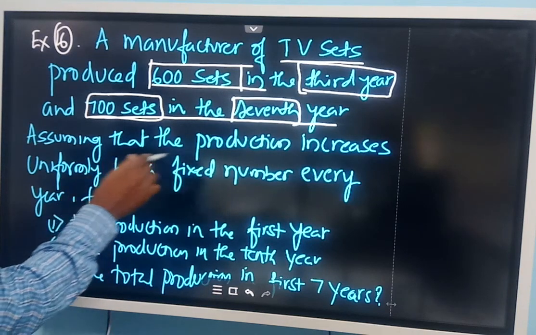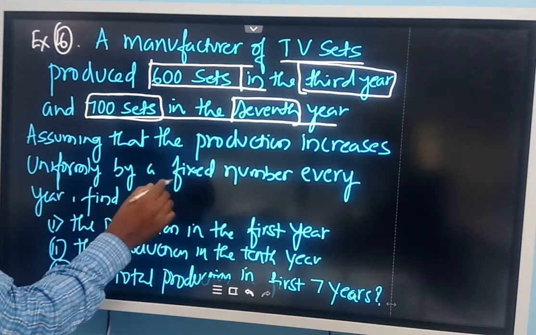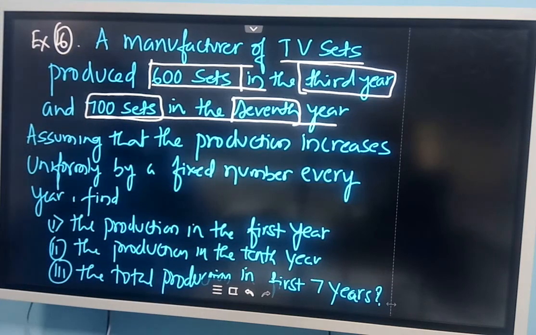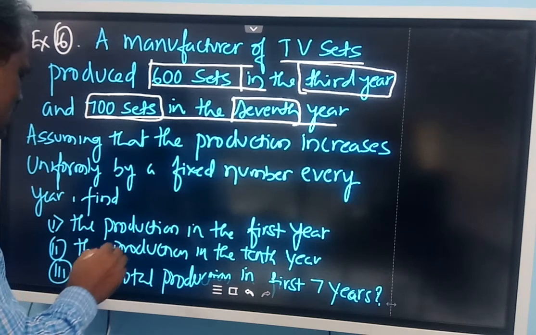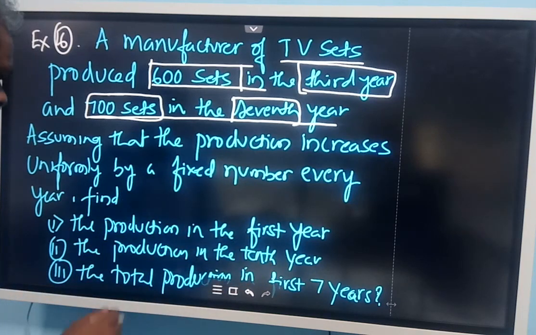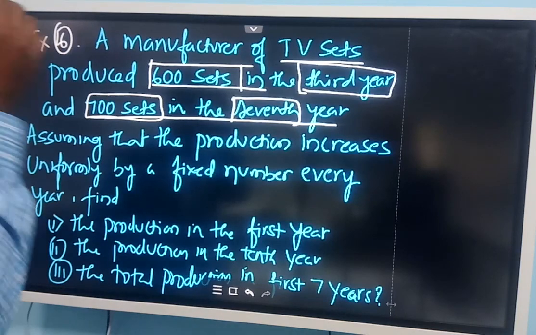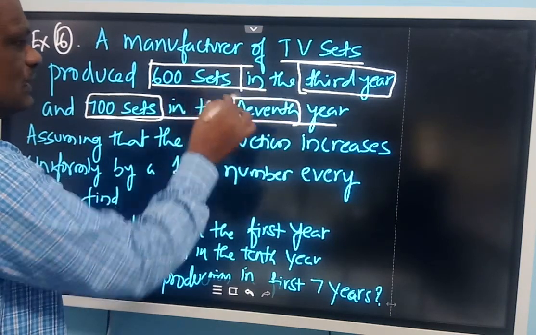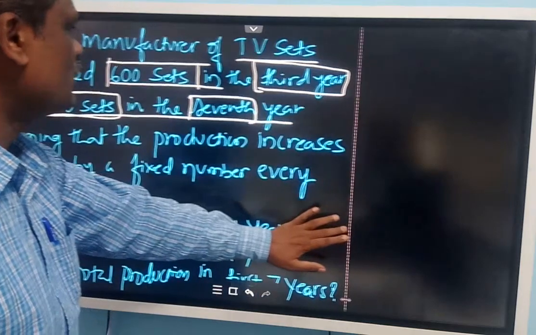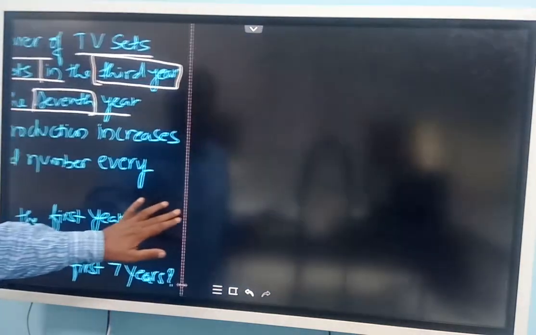Now, assuming that the production increases uniformly by a fixed number every year, that means it is going in arithmetic progression. You have to assume that it is in arithmetic progression. Find the production in the first year, the production in the 10th year, and the total production in the 7 years. So what is the information given? Production in the third year, the number of TV sets produced, is 600.